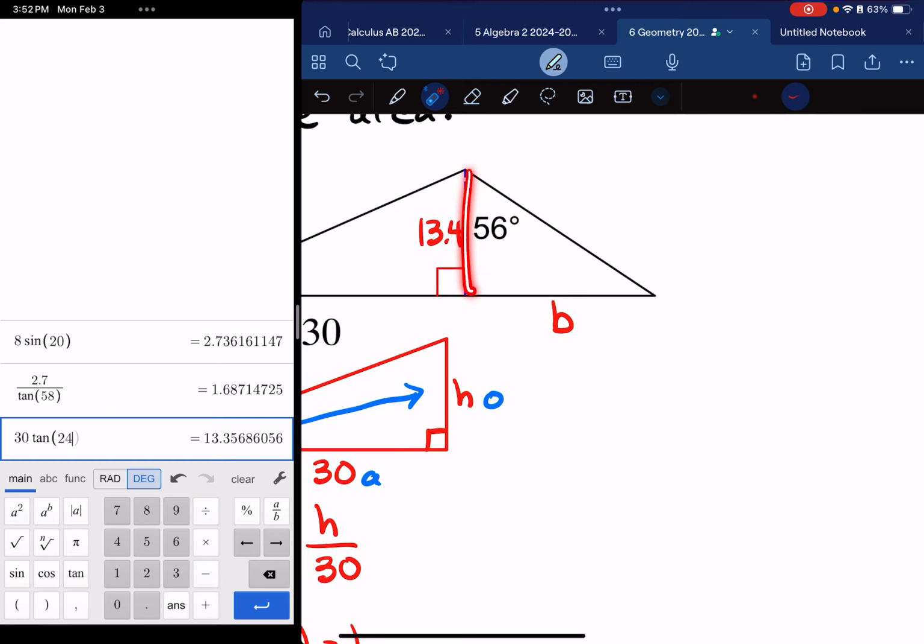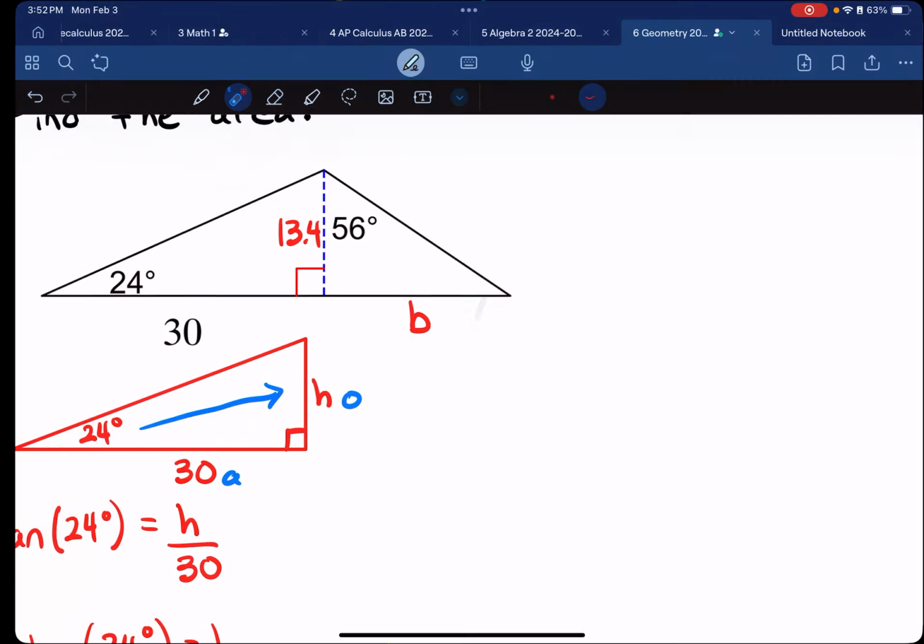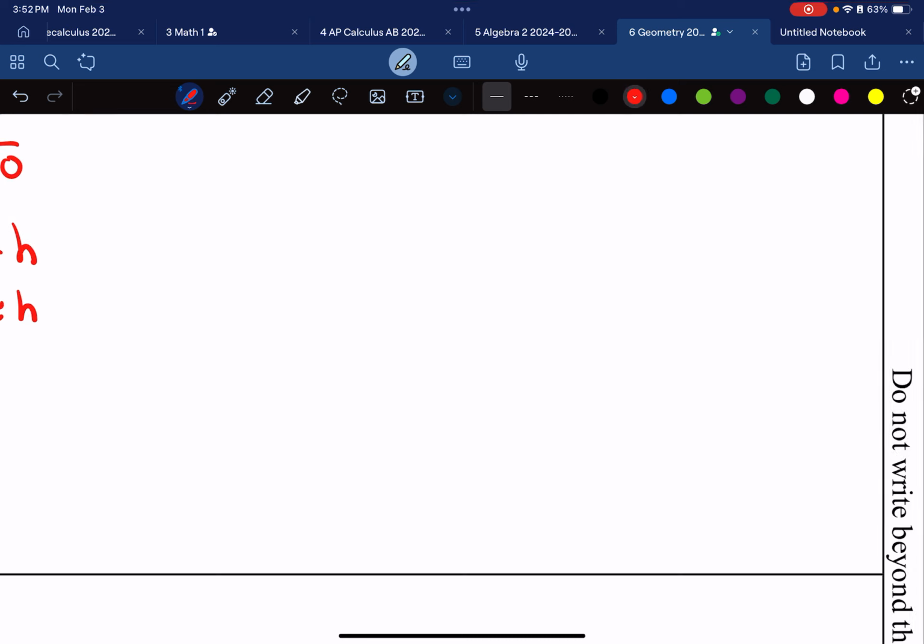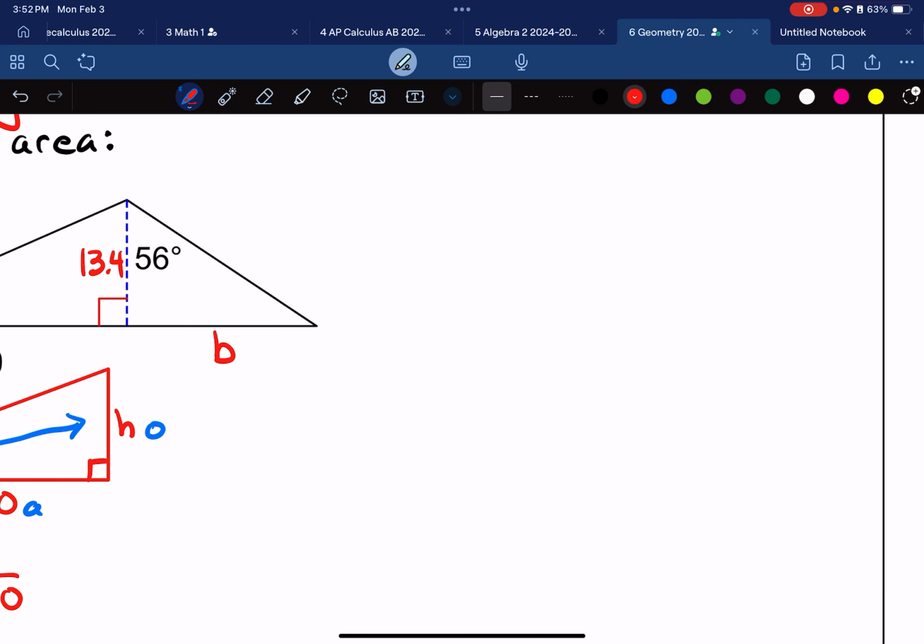I'm ready to use this right piece of my triangle. So let's go ahead and redraw that. I'm now going to redraw this triangle. Say I have this piece of the triangle right there. Could be to scale a little bit better, but that's okay. I have 13.4. I have 56 degrees, and I have this length b that I'm trying to figure out. So I'm going to label my triangle, opposite of my angle, adjacent to the angle. The hypotenuse I'm not going to use, so I'm going to go ahead and leave that blank.